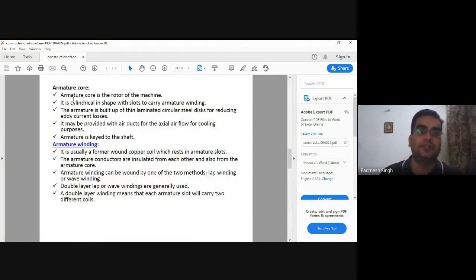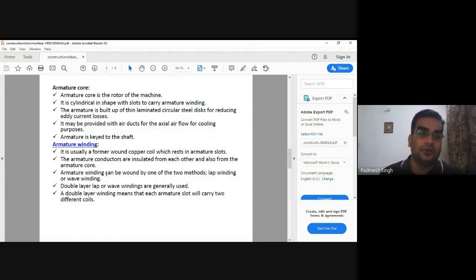The armature core is the rotor of the machine. It is cylindrical in shape. It is made of thin laminated sheets to reduce the various iron losses. It may be provided with air ducts for cooling, and it is housed on the shaft, and a key is used to lock the armature so that it doesn't get rotated.